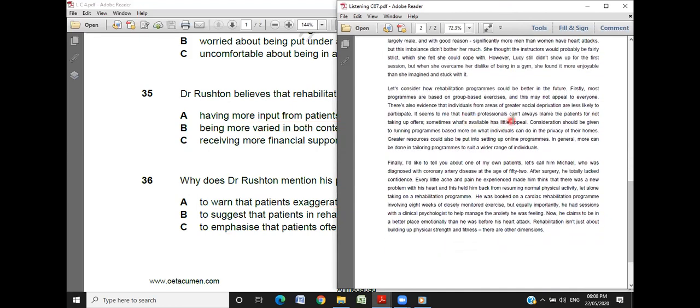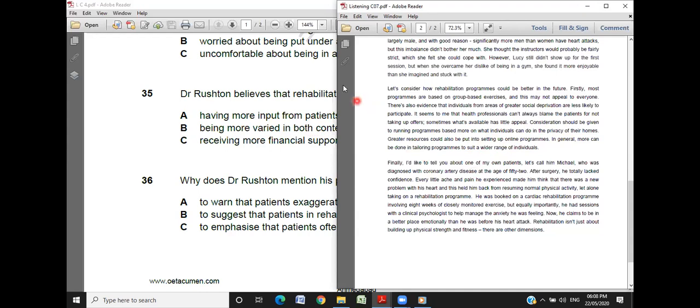So what is available has little appeal. So far it seemed as if people were not willing to take the rehabilitation program. Now he's trying to show us the other side of it, that it's not always the patients who are to blame, but we can also make some changes. So we can devise programs that can be done in the privacy of their homes. We can have online programs. So we basically need to tailor programs to suit a wider range of individuals, so that is more variety in terms of content and delivery.